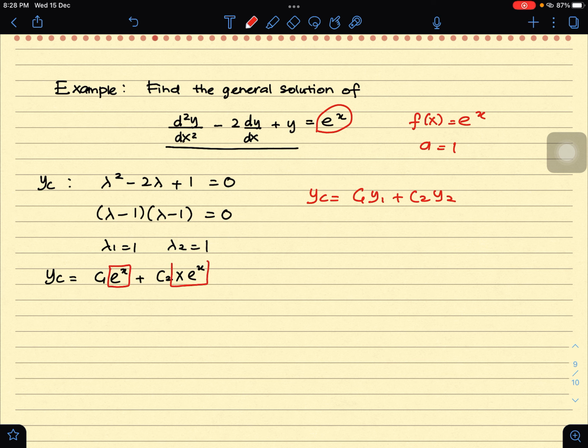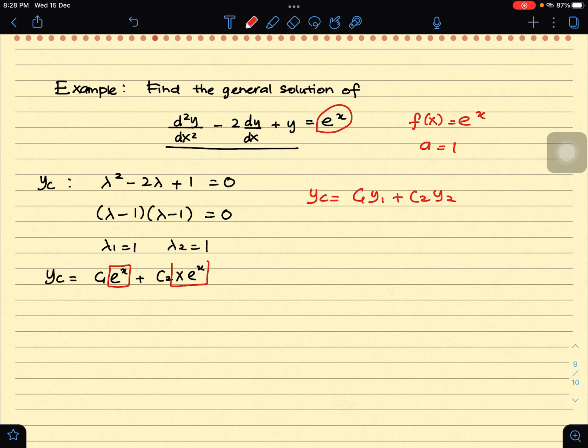So we move to step number 2, where we need to write the simultaneous equation, where our first simultaneous equation is y1 u prime plus y2 v prime equal to 0. So we have our y1 here, exponent x u prime, plus our y2 is here, x exponent x v prime equal to 0. This one is our first equation. And the second equation is y1 prime u prime plus y2 prime v prime equal to fx over a.